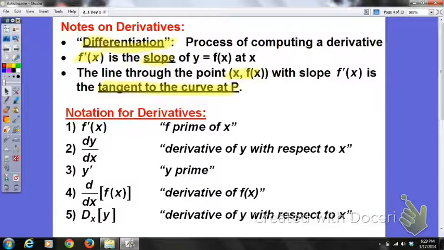There are several different ways that you can indicate derivatives. The first three are our primary ways that we are going to represent derivatives in our class. The first is f prime of x. Second, dy over dx, which means the derivative of y with respect to x. And the third is y prime. We're not going to be too concerned about the fourth and fifth way to show derivatives.